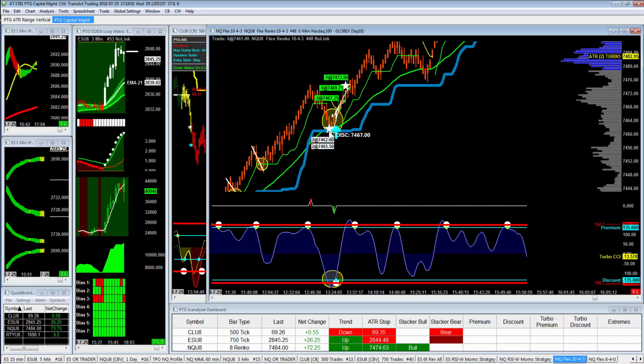We did get an extreme signal, so when you see a star, that indicates it's at an extreme point on the CCI oscillator. And in this case, we had a discount signal. So everything really came together pretty well in this example today. As you can see, in my live trade in the room, I bought a portion, and then it came down a little bit. I added to that, and then as it moved up, we scaled out.